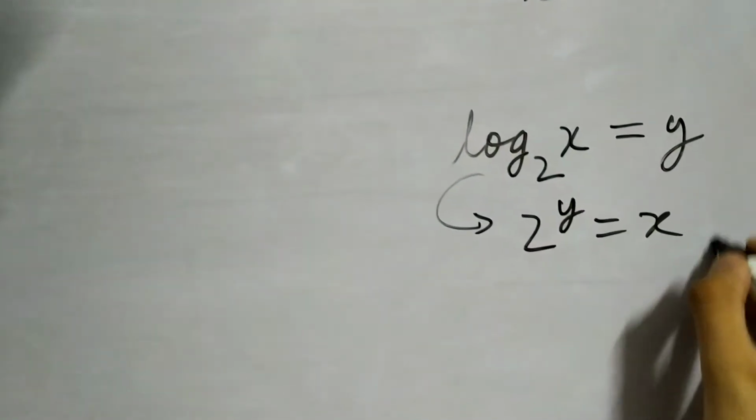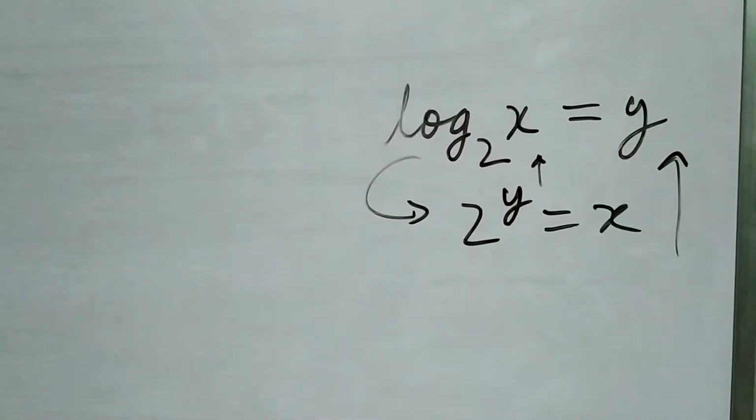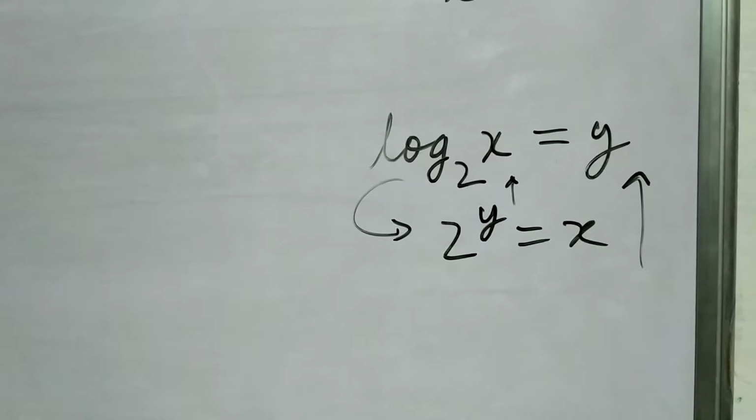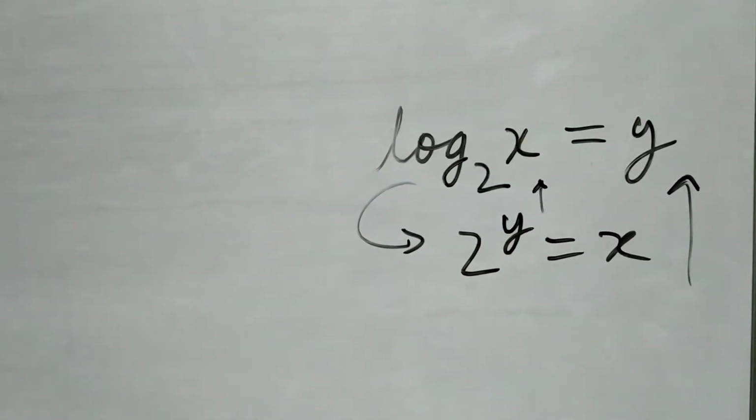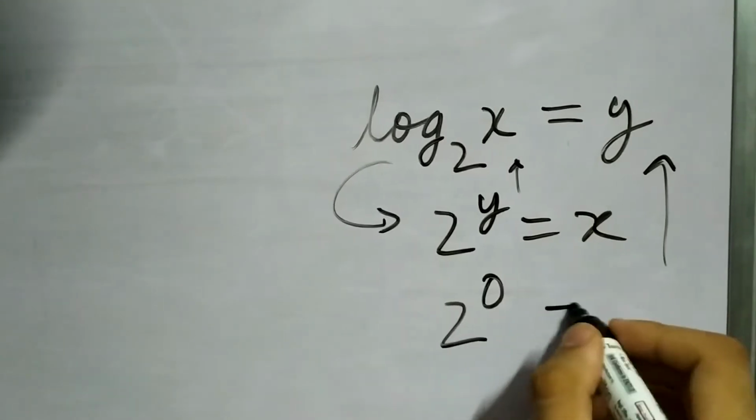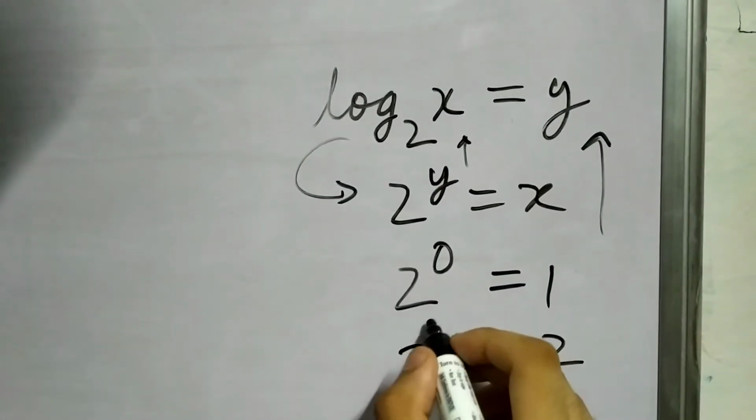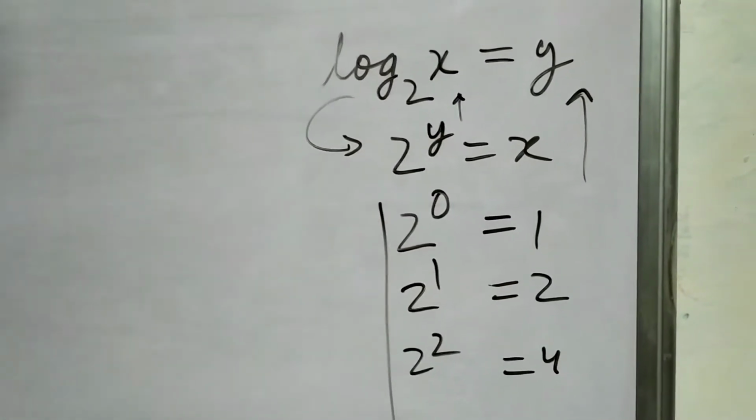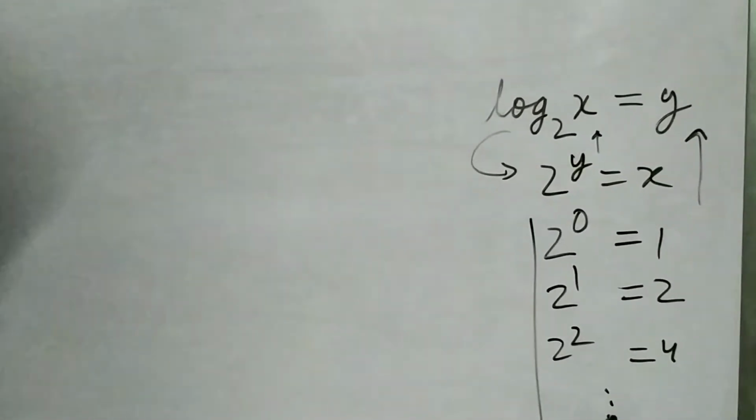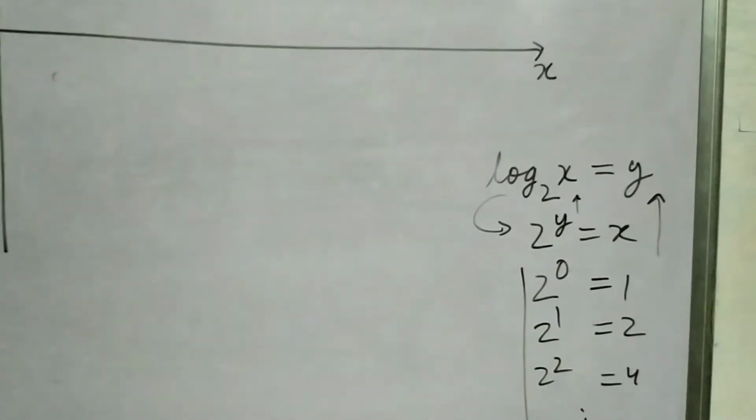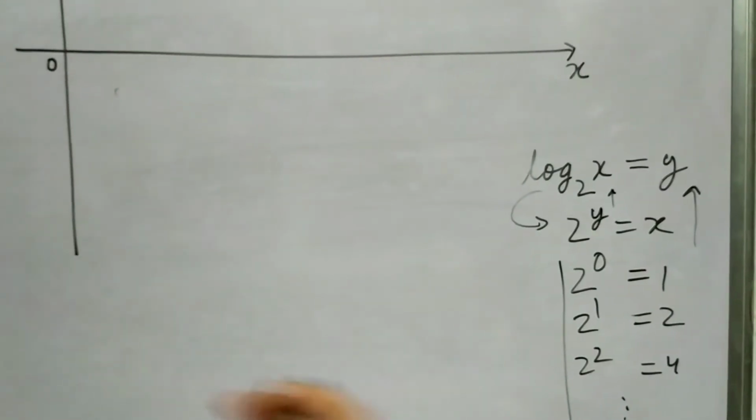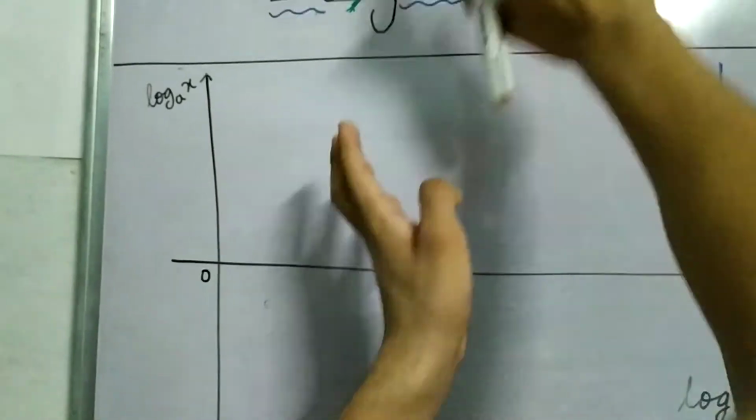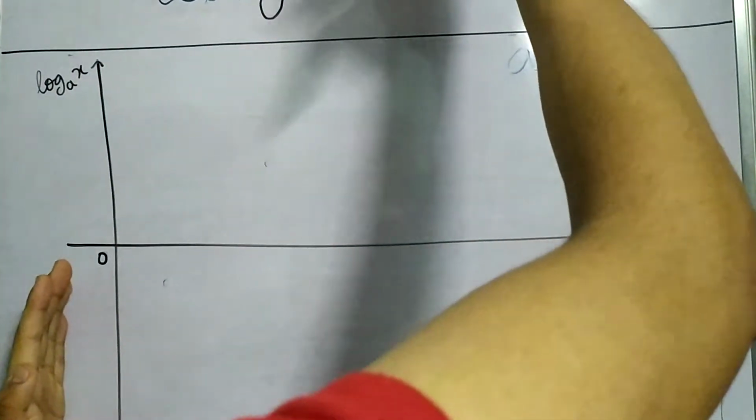And you see, as you increase x, your y should also increase, right? Because say you want to get 16, then you should raise 2 to the power 4. You want 32, you raise 2 to the 5th power. So you can take some examples. 2 to the 0 is 1, if you want 2 you put 1, you want 4, you put 2, and so on. So as x increases, y will also increase. So it should be somewhat increasing, it should go up as you go along the x.